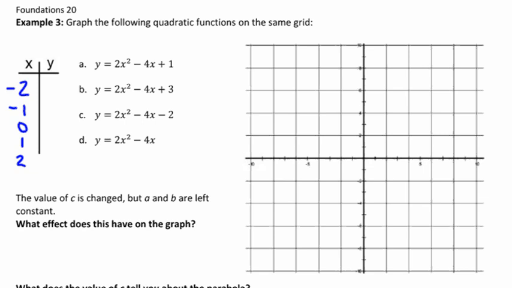So graph A, y equals 2x squared minus 4x plus 1. Y equals 2 times negative 2 squared. So my negative 2 is squared, which is 4. Then times 2 is 8. Minus 4 times negative 2 is plus 8, plus 1, which gives us a 17.